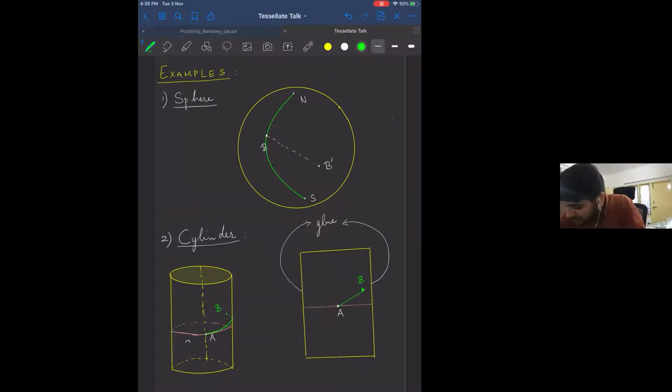And there is, of course, a third one. You can, of course, go also vertically. Right, so there are these three types of straight line paths on a cylinder.